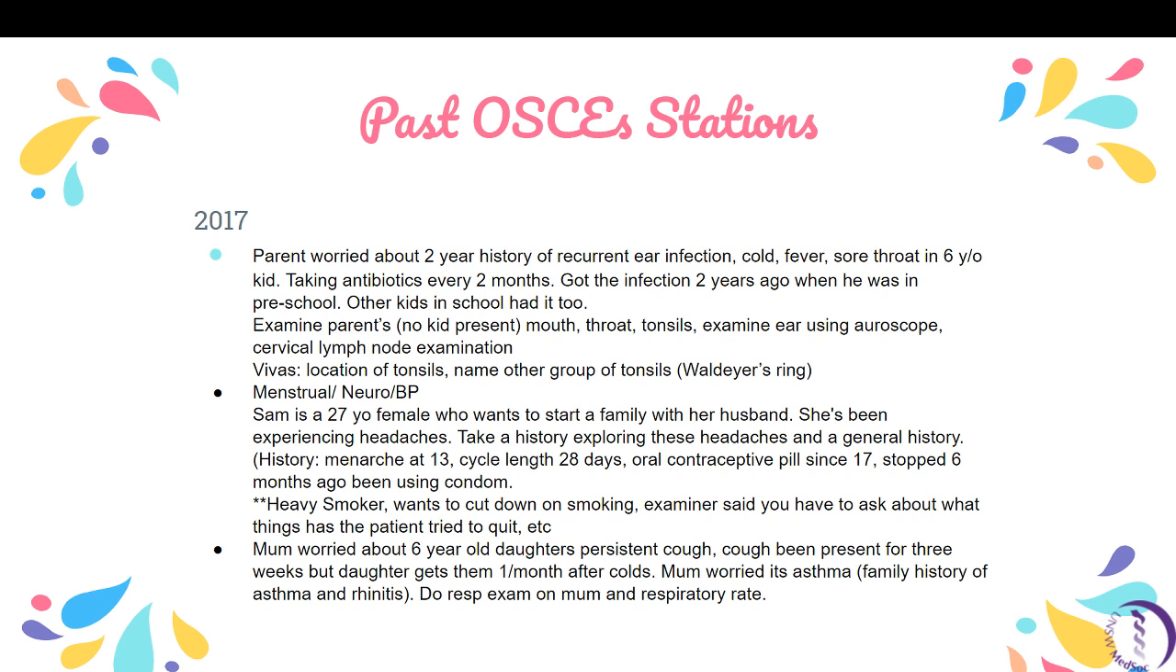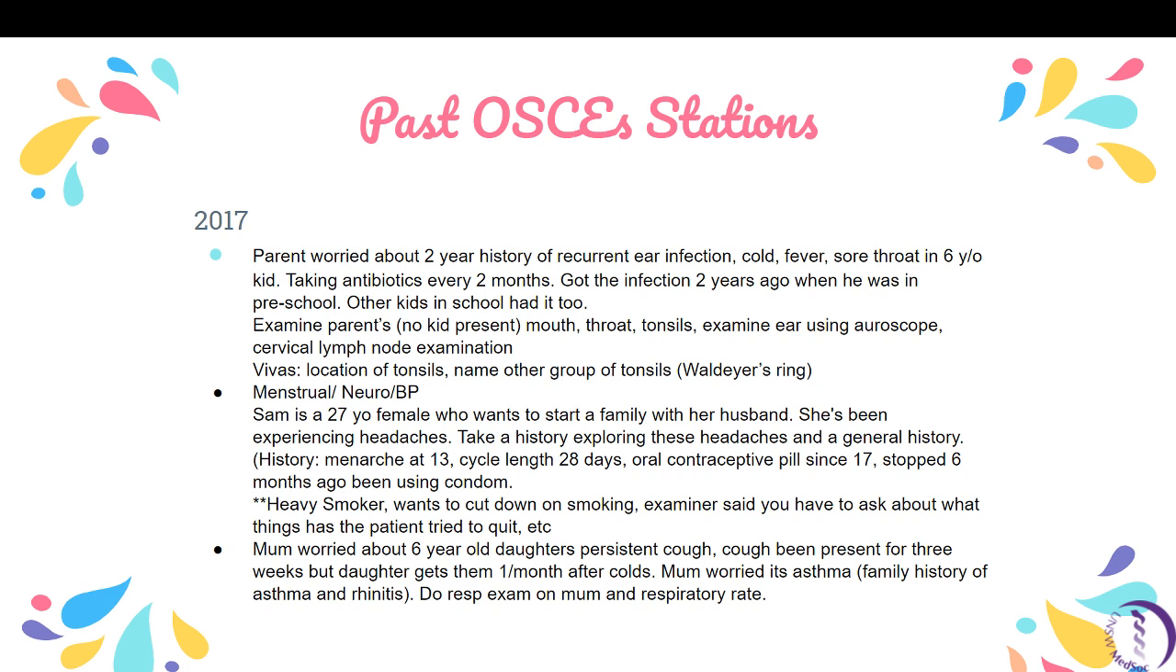And then for the third one, that's another peds history. So just worry about a 6-year-old daughter's persistent cough. Those are just features there. So in this case, you're just doing your normal respiratory exam, but on a child instead, and asking about any issues with developmental or antenatal history. And then you just perform a respiratory examination on mom, as well as the respiratory rate. Okay, so that's what you're doing here.